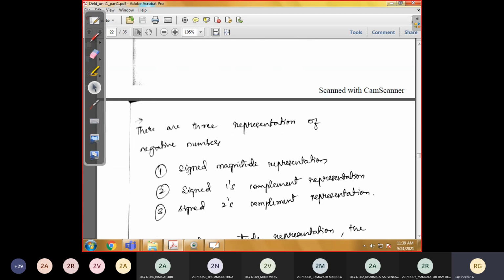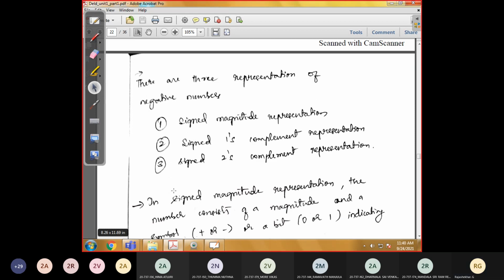The first one is called signed magnitude representation. The second one is called signed ones complement representation. And the third one is called signed twos complement representation. So whenever you want to represent negative numbers, there are 3 approaches: either you can use signed magnitude representation, or signed ones complement representation, or signed twos complement representation. So these are the 3 methods of representing negative numbers. Am I clear with these 3 representations?